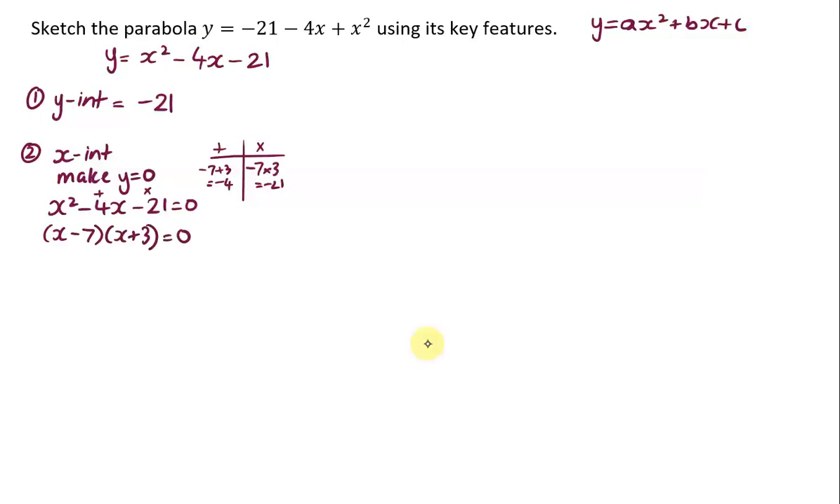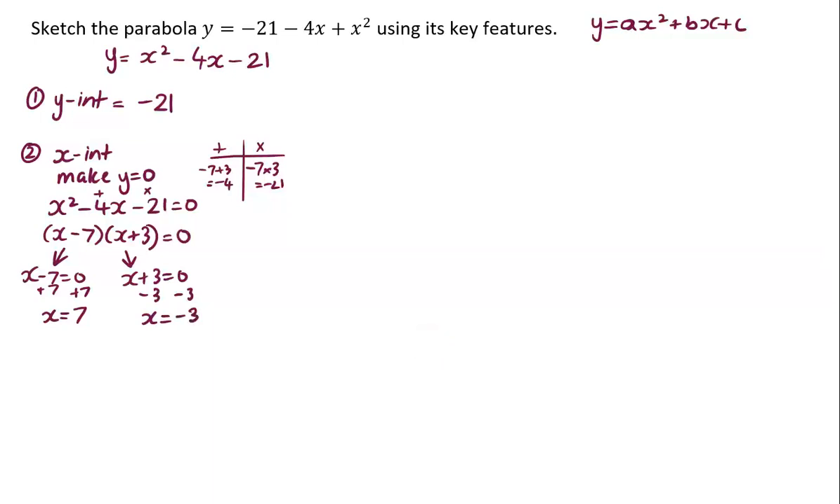Now we're trying to find out what the two x-intercepts are, so we need to solve this for our two x's. We have the product of two factors and they equal 0, so we can use our null factor law, which tells us that if we times two things together and get 0, one of those two things has to be 0. So it could be the first factor, x minus 7 equals 0, or it could be the second factor, x plus 3 equals 0. So we solve for our solutions and we have x equals 7 as one x-intercept and x equals minus 3 as the other x-intercept.